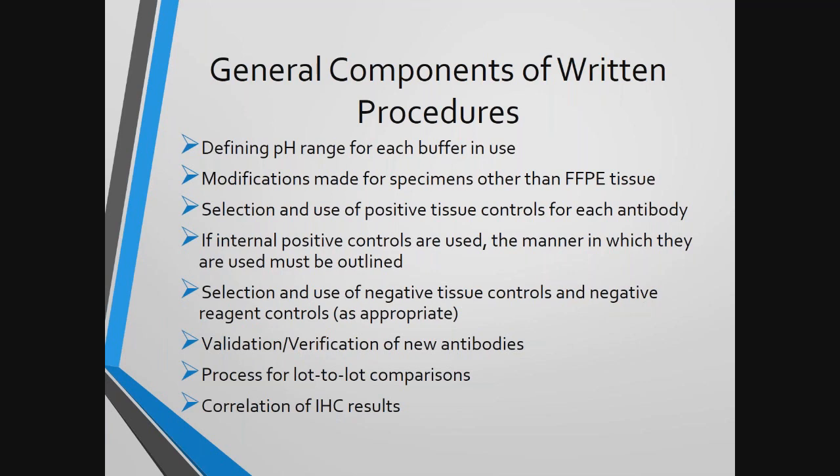Several of the items that must be clearly outlined in your policy and procedures are the acceptable pH range of any buffers that are used in the assay, any specimen modifications that might be in place, the kind of positive control used and how it's used, the manner in which internal positive controls are used, if they are in fact utilized, the kind of negative control tissue that is used and how it's used, the use of negative reagent controls if you use them, what the process is for validation and verification of new antibodies, how you perform lot-to-lot comparisons for both antibodies and the detection systems, and then how you correlate your IHC results.